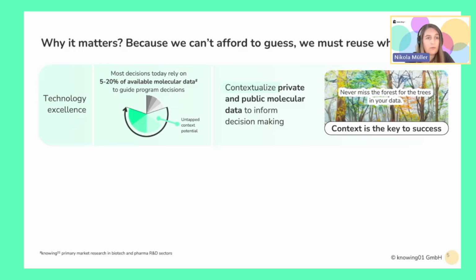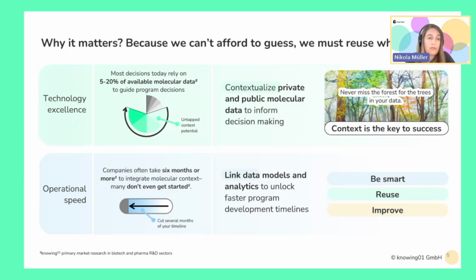So we did some primary market research, and around 5 to 20% of the actually available molecular data is being used today. So what we are saying here is that nice slogan of never missing the forest for the trees: context is the key to success to really find the real signal, the real deal that really alters the disease biology and actually matches out. At the same time, it's also operational speed, because every month you are earlier on the market is a lot more money and quicker return for every one of the investors.